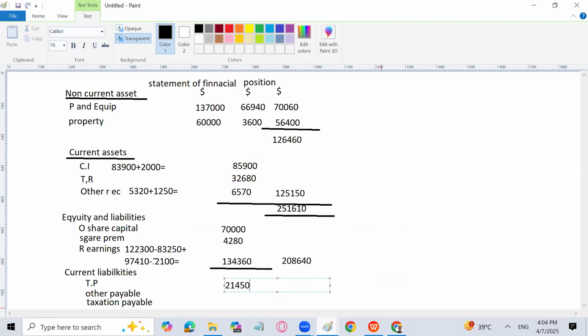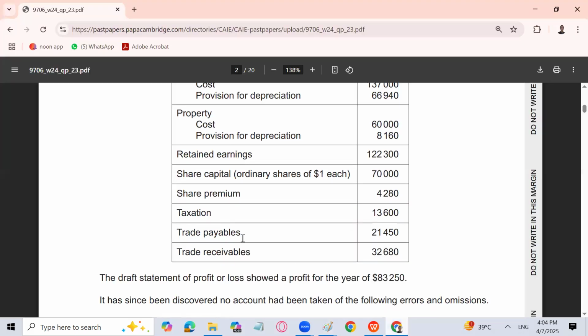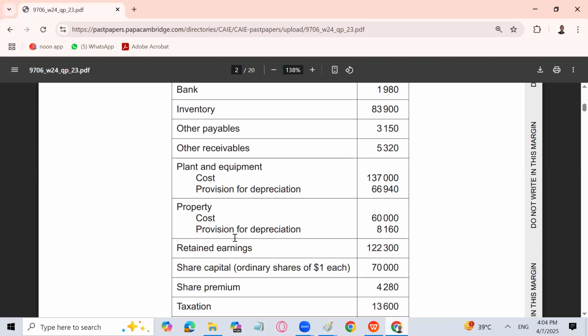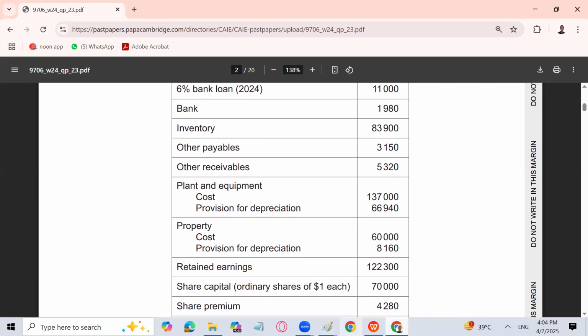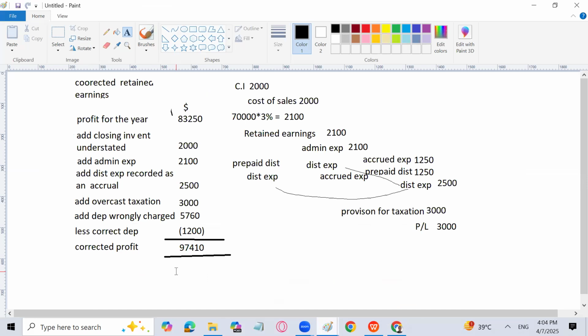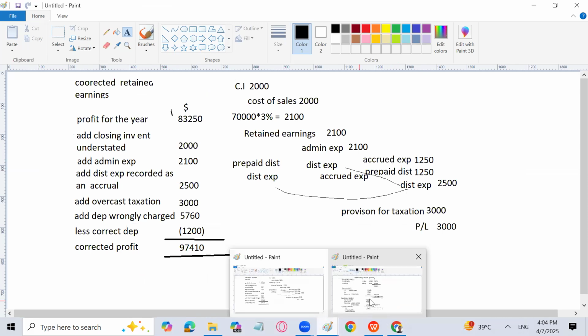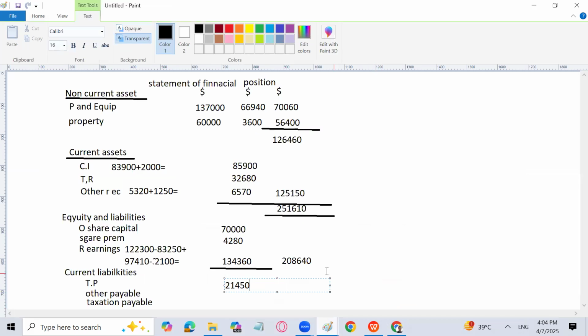Other payable, there is a change actually. Why, sir? Because other payables are given in the question. That is 3,150. But we have something over here, accrued expenses 1,250. So 3,150 minus 1,250, because other payables are going to decrease. Accrued expenses are debited. So can you calculate it? 3,150 minus 1,250. 1,900 is the amount.